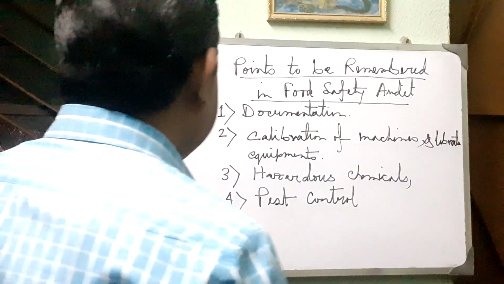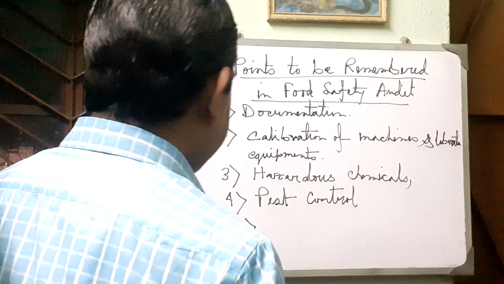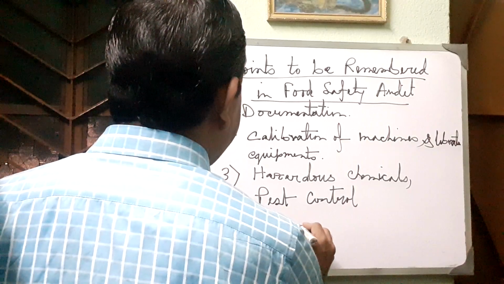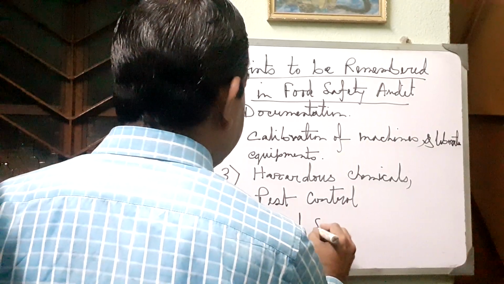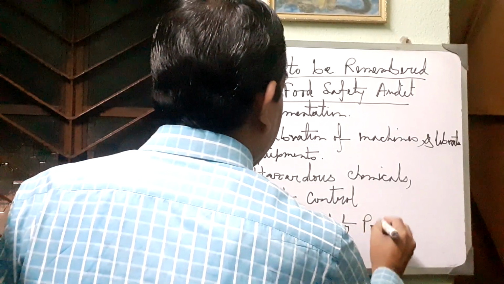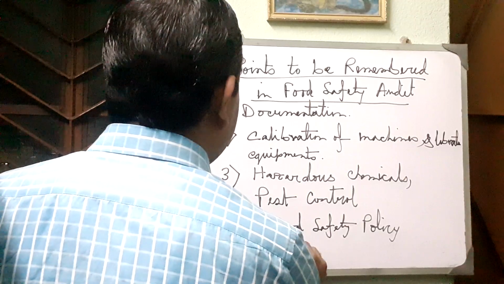And the fifth one is the food safety policy. I have told that the management should have some food safety policy. The sixth one is the allergen policy.